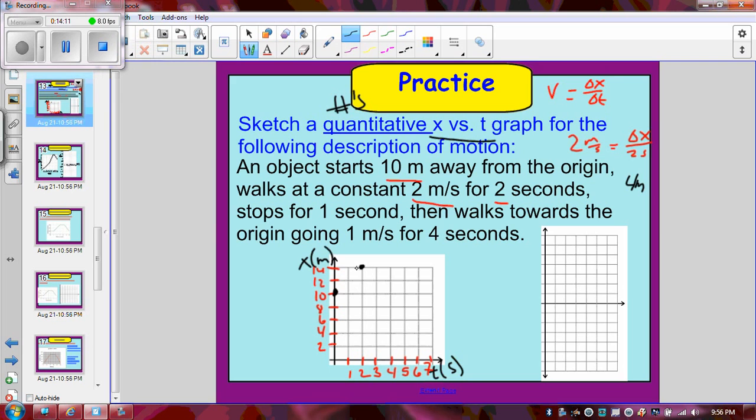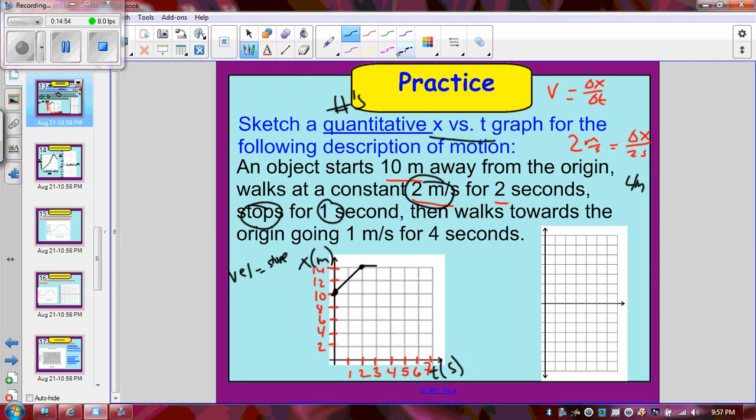Another way you could have looked at this is said, alright, if an object is moving at 2 meters per second, that's a velocity. And remember, velocity is the same as slope. So I could have made a slope of 2. Either way, you should get a line that looks like this. Alright, then we're told the next leg of the motion, for 1 second the object is stopped. If an object is stopped, that means it has a 0 meter per second velocity, and therefore a slope of 0. So I'm going to draw a line for the next 1 second that's going to be a horizontal line that has no slope.